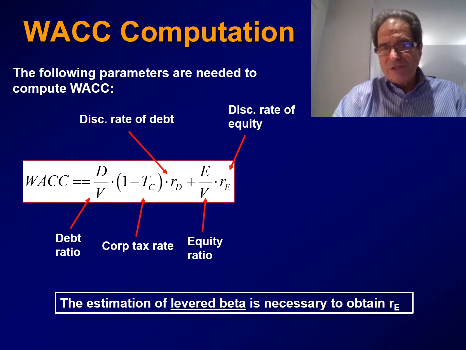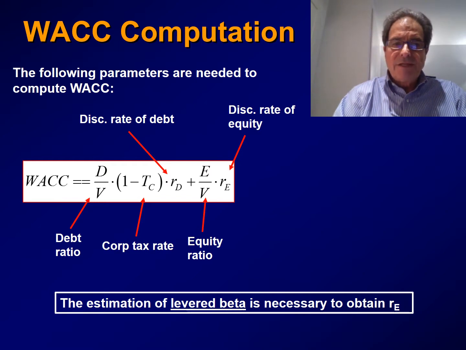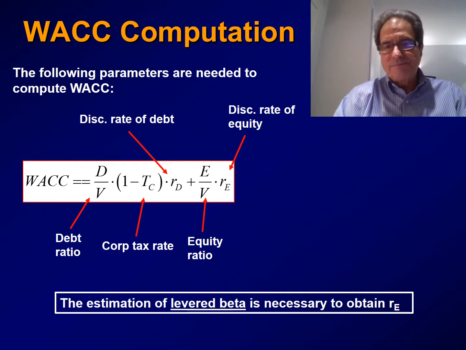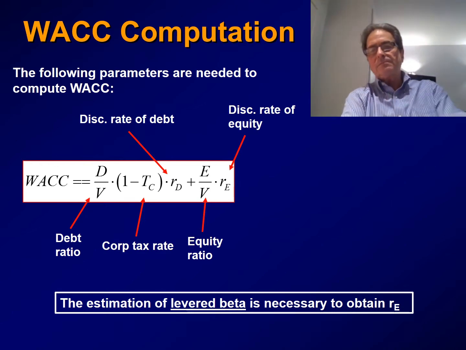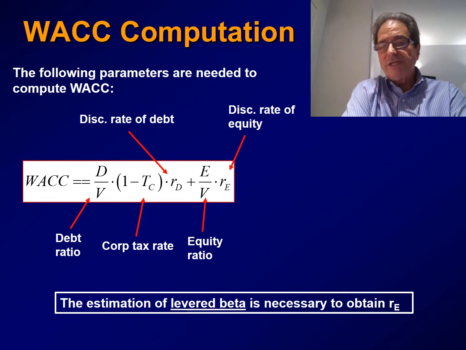The debt ratio, which is the value of the debt divided by the value of the firm, market values. The corporate tax rate, TC. The discount rate of debt, RD. The equity ratio, E over V. And the discount rate of equity.